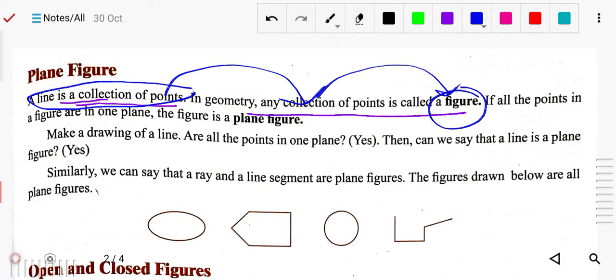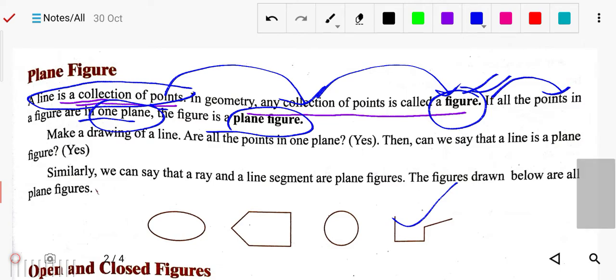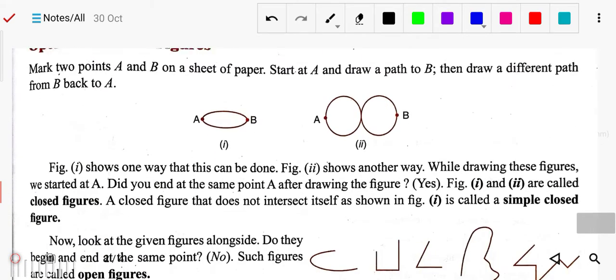If all the points in a figure are in one plane, then that is called a plane figure. If all the points of these figures are in which plane? In one plane. They are called plane figures. You can see these are the examples. Make a drawing of a line, all the points in one plane. So this is about the plane figure.